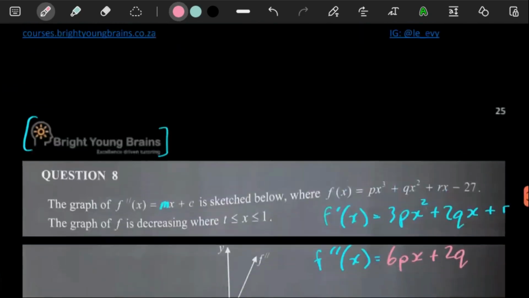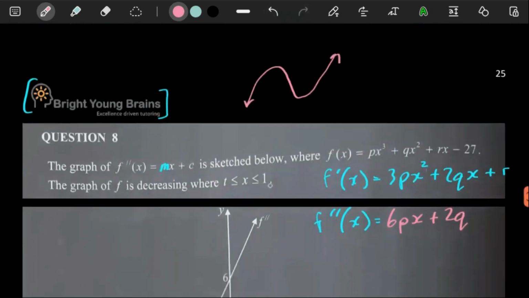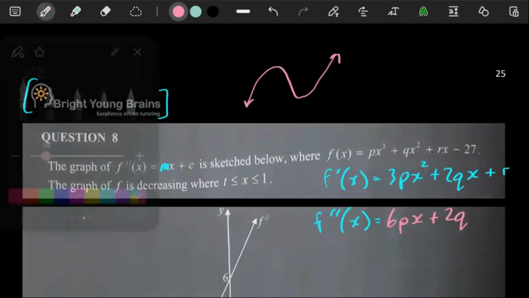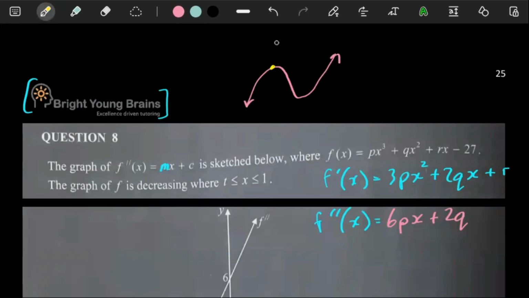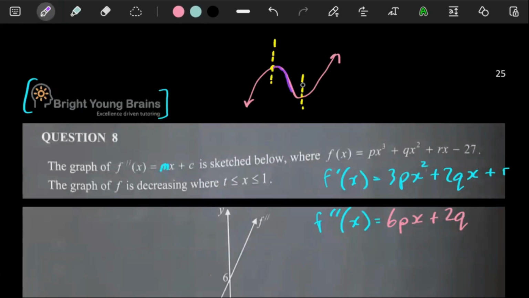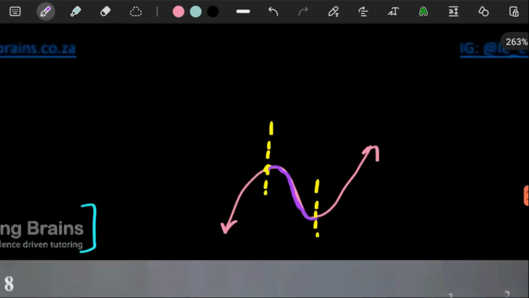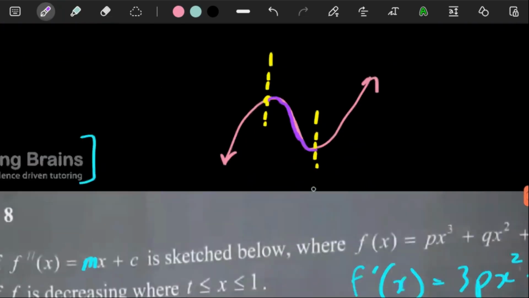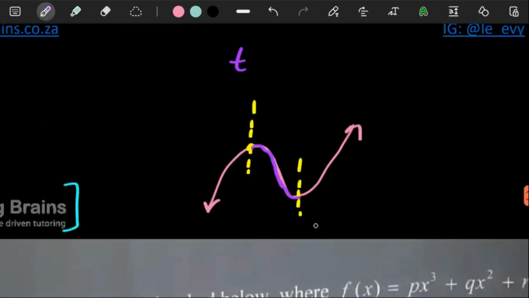That's how you know that the cubic function you're initially working with goes up, then goes down, and then up again. So if they're telling us that between t and 1 the graph is decreasing, that could easily be talking about one turning point up until another turning point, because from one turning point to another, this is the only portion where your graph is decreasing. So already what this is telling us is the x value of this first turning point is t, and the x value of this next turning point is a positive 1.